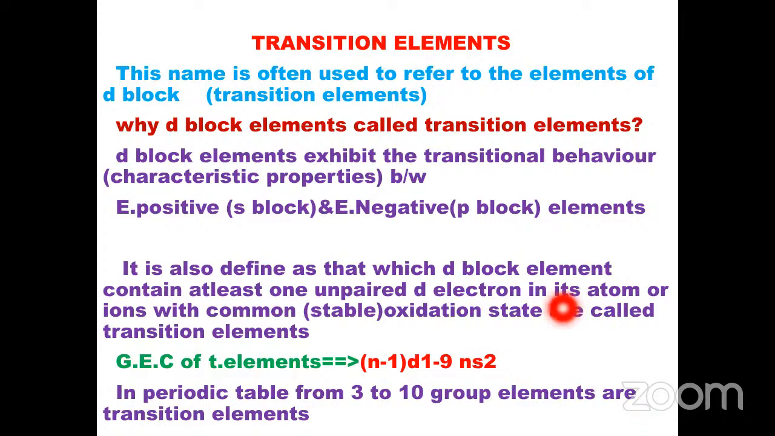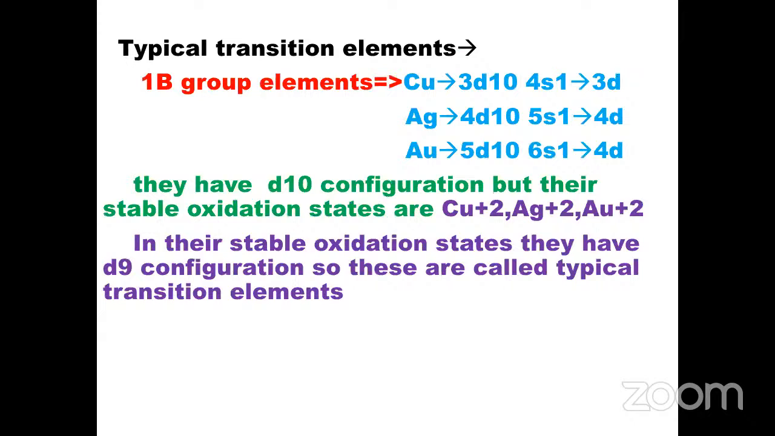Then how do we remember this easily? That means how do we easily find transition elements. First of all, the typical transition elements. What are the typical transition elements? The first three group elements: copper, silver and gold. These belong to the first group in our periodic table. So these are typical transition elements.